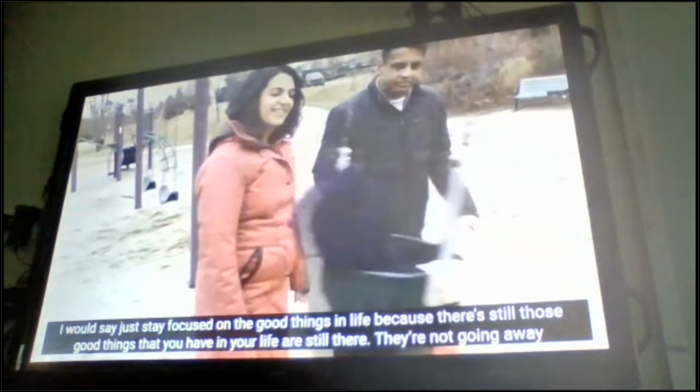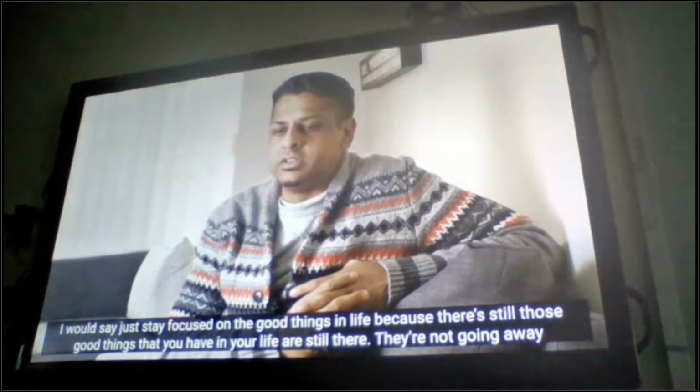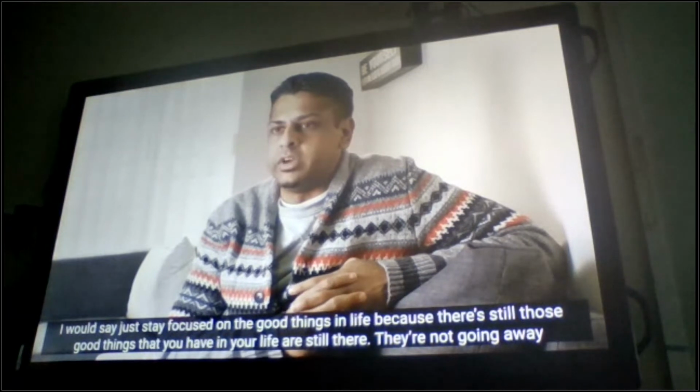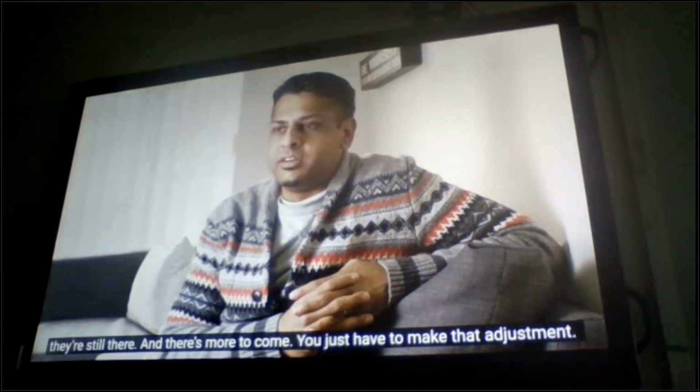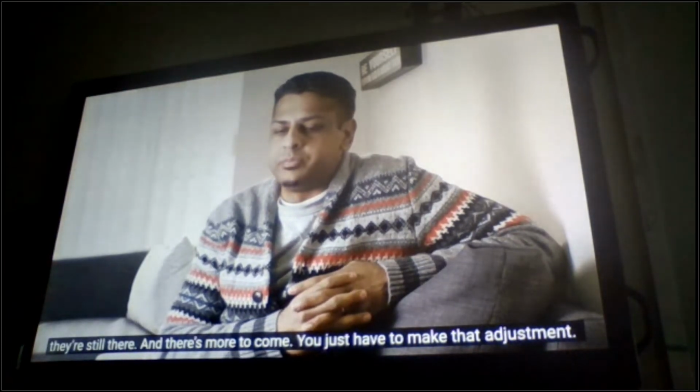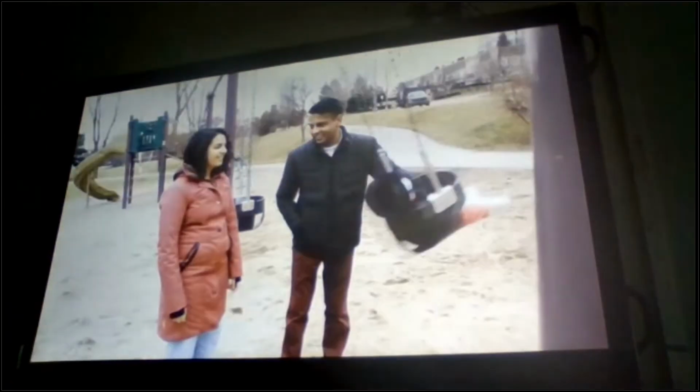I would say stay focused on the good things in life, because those good things that you have in your life are still there. They're not going away. They're still there, and there's more to come. You just have to make that adjustment.